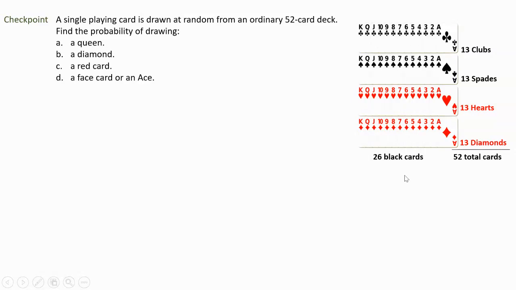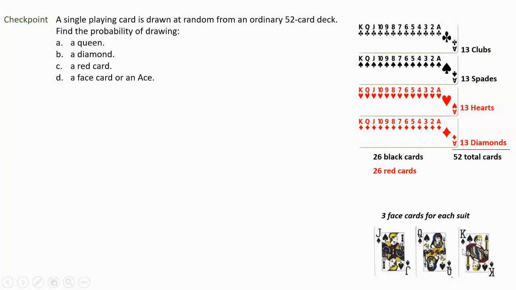There are 26 black and 26 red, and there are 3 face cards for each suit. Face cards means a card that has a face. For example, the only cards that have a face are the jack, the queen, and the king. So there are 3 face cards for each suit, so there are going to be 12 total.